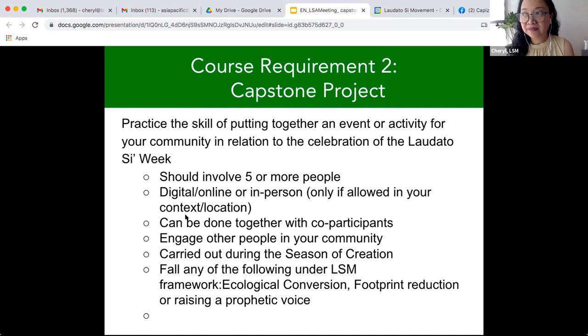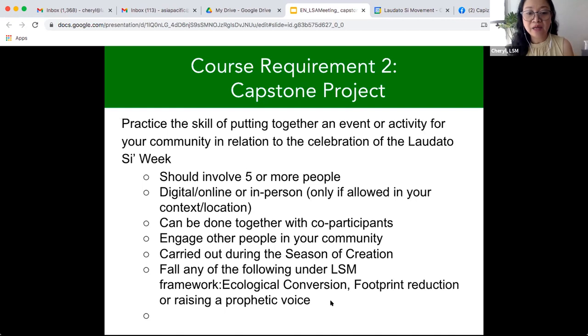For the past more than a year, since last year, we have been doing mostly digital activities because of the situation. It can be done together with co-participants in your area if you know some of the other participants from your place, and you can engage other people in your community, like your parish priest or an organization or a group of people, and should be carried out during the season of creation. Beth explained that the season of creation is from September 1 to October 4.